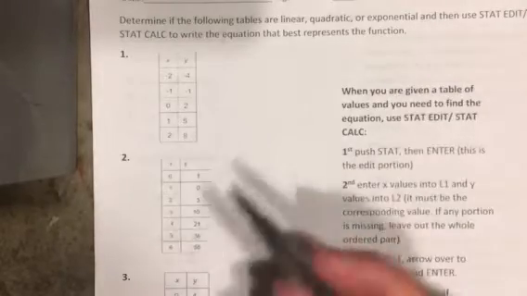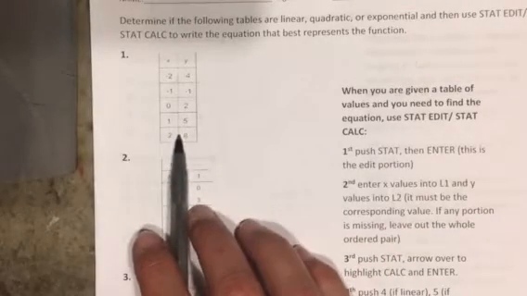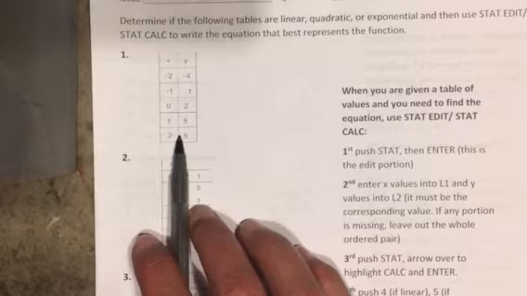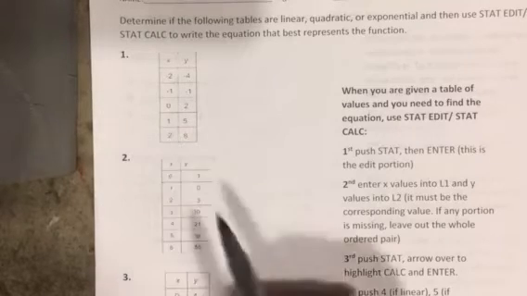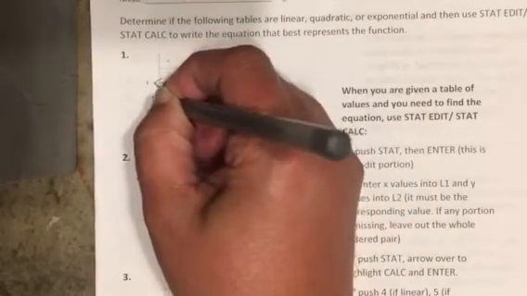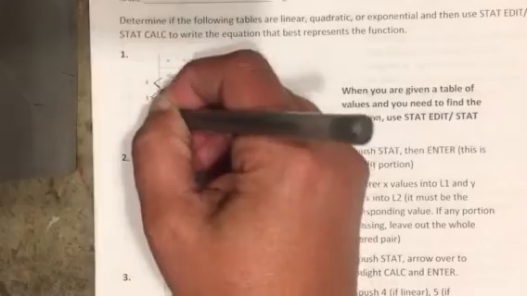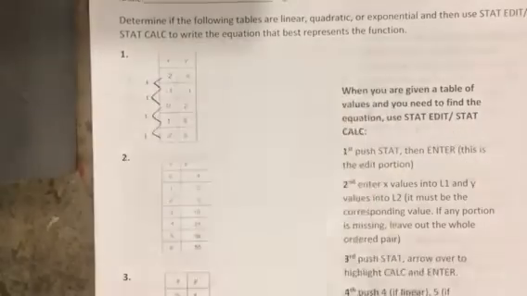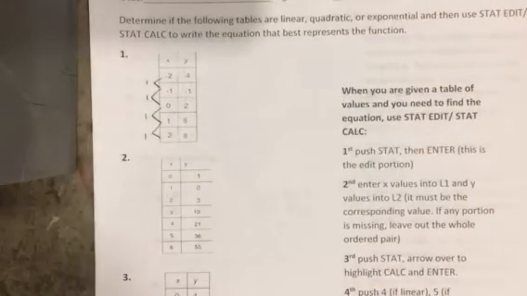When you're dealing with linear, the thing you're looking for is a common first difference. The first part is, like I said, make sure your x's are evenly spaced. And as we see here, they're all counting by ones, so they obviously are evenly spaced. Then you're looking at your y values.